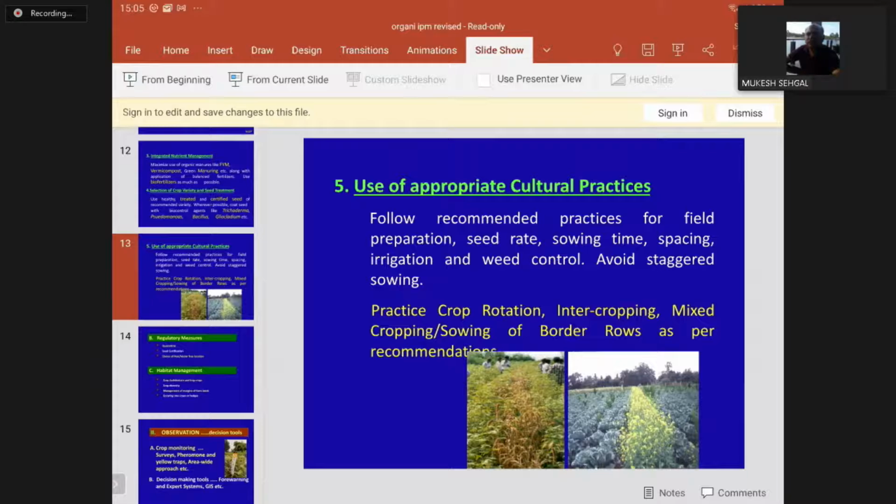Intercropping, she had explained much of it. I need not talk too much about it. Sowing of border rows is to attract natural enemies, so that natural enemies are able to kill our pests and manage them.